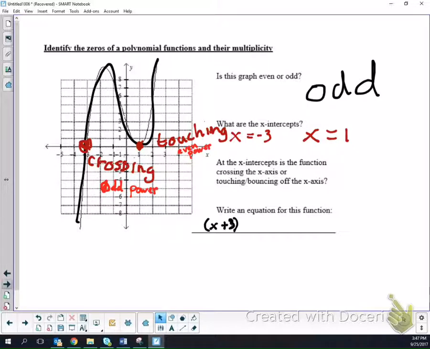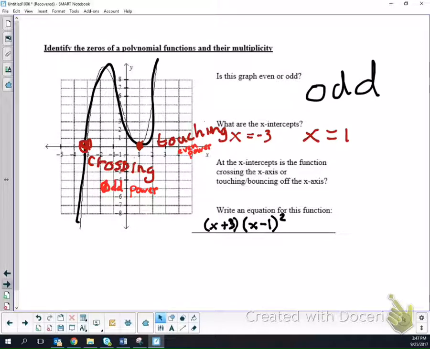Now our next one, x equals 1. So we'd have x minus 1. So 1 minus 1 would be 0. Now this one only touched. It means it's going to have an even power. So it could be to the power of 2, to the power of 4, to the power of 6. In other words, this x minus 1 as a factor either happened 2 times or 4 times or 6 times.